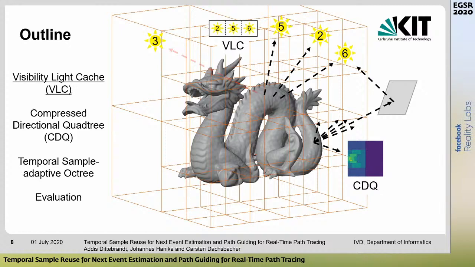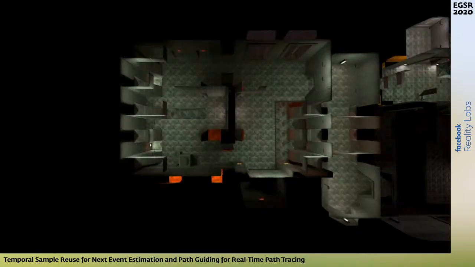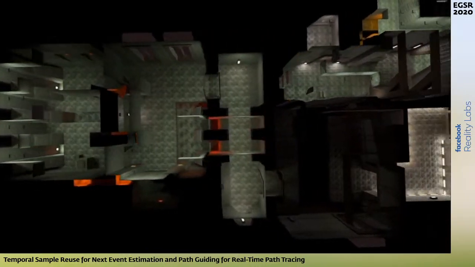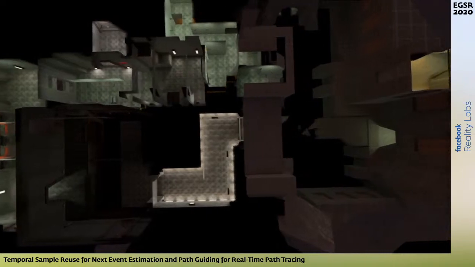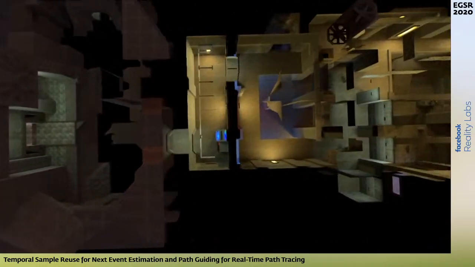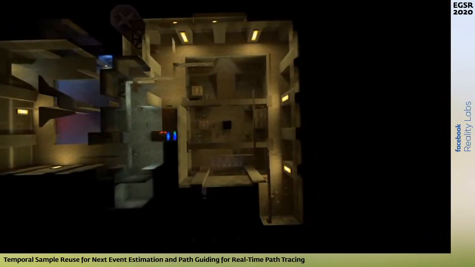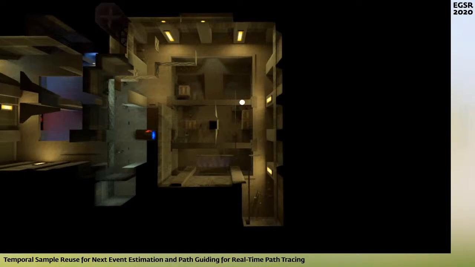So let's first begin with the visibility light cache. Here we have an example scene from Quake 2 RTX. We can see that there are quite a lot of lights, but they only really illuminate a small portion of the scene. So if you look at this point, we can see that it is only illuminated by these light sources.